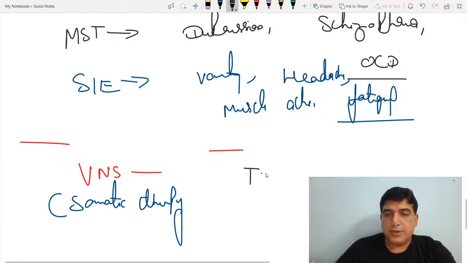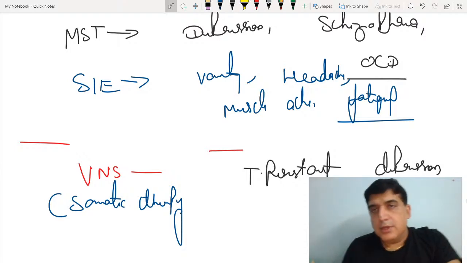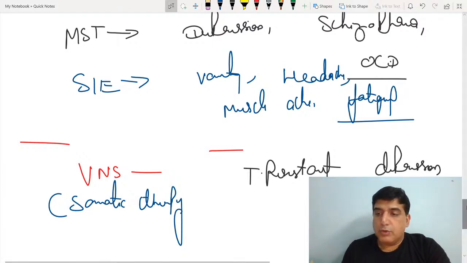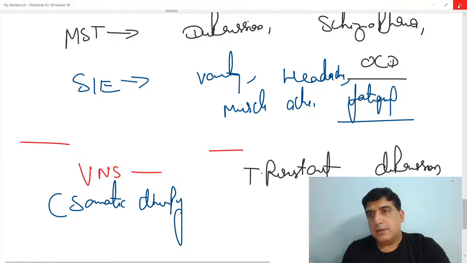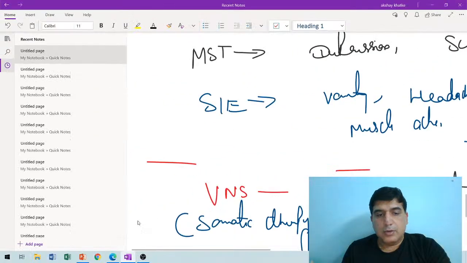We use it in treatment resistant depression. Another MCQ they can ask, guys: which nerve stimulation increases mood elevation? The answer is the vagus nerve.